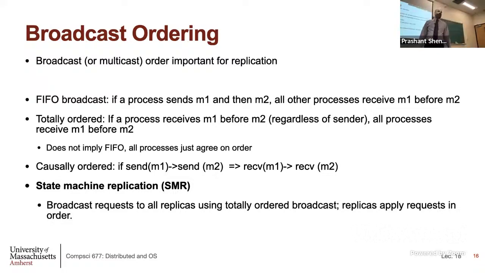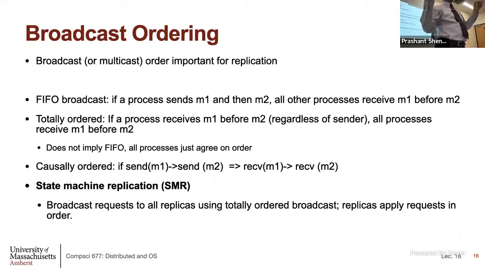So you can have these systems that actually guarantee you FIFO delivery. That's the simplest one. The more complex one is totally ordered delivery, which says that if a process receives M1 before M2, then other processes also receive M1 before it. Because those get ordered. So essentially, total ordering is harder because now you're trying to order messages across processes. Very similar to how Lamport's clock was trying to order events across processes.